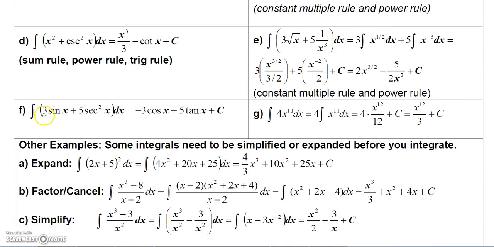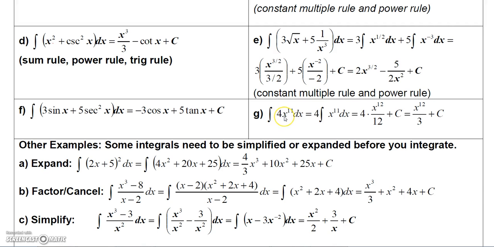Here's another example, 3 sine x plus 5 secant squared x. So here we're using a couple of trig rules. If you integrate sine x, you get minus cosine x. So if you integrate this, you would get 3 times minus cosine x, which is minus 3 cosine x. And here, you would get 5 times the integral of secant squared x, and the integral of secant squared x is tangent x, so that'd be 5 times tangent x, and then plus your constant.